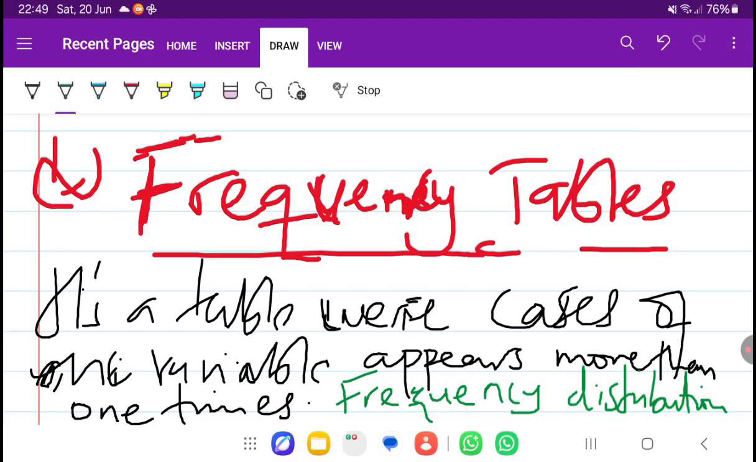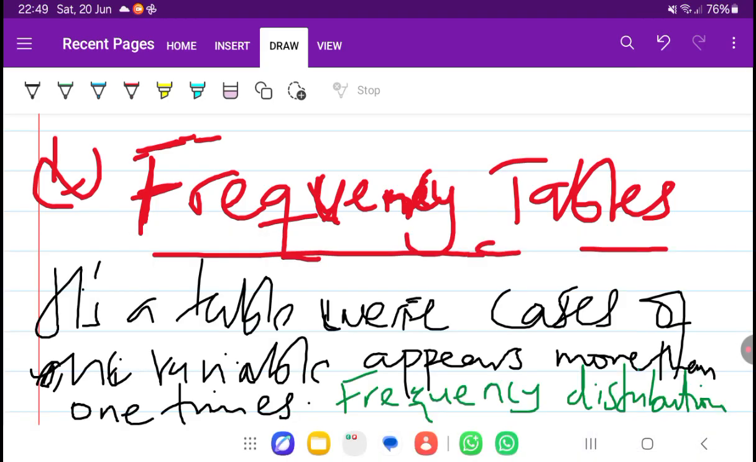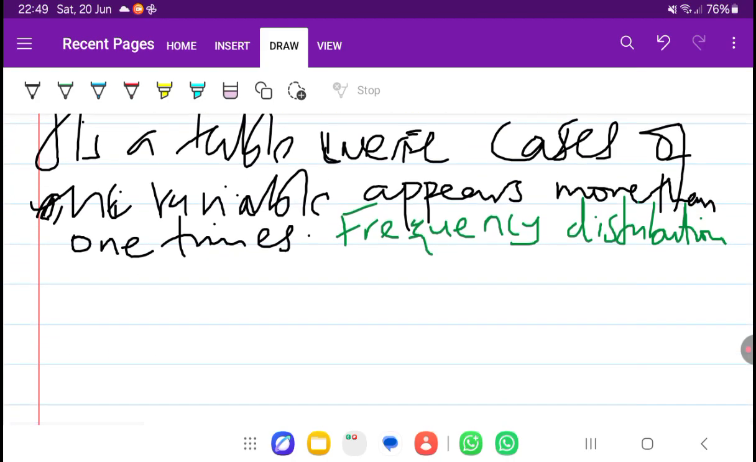Those tables are called frequency distribution tables. So the frequency distribution tables are the ones that we are going to use. These tables show the item or the items and the number of times each item appears.